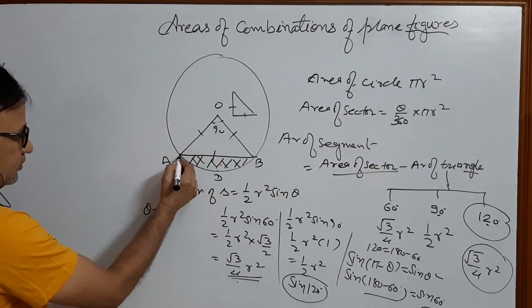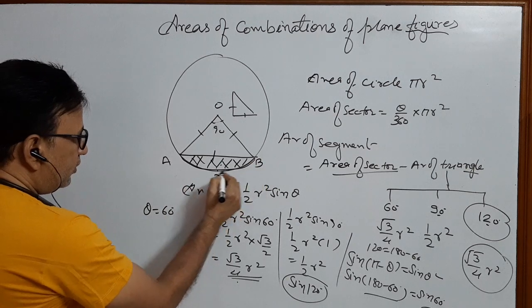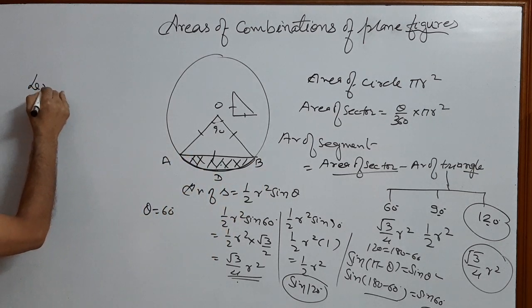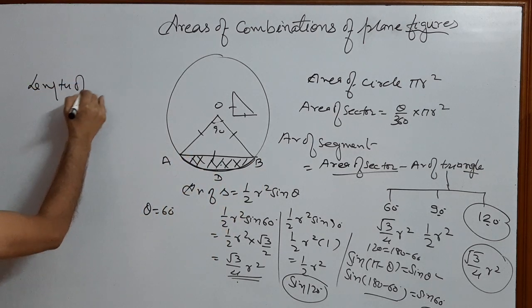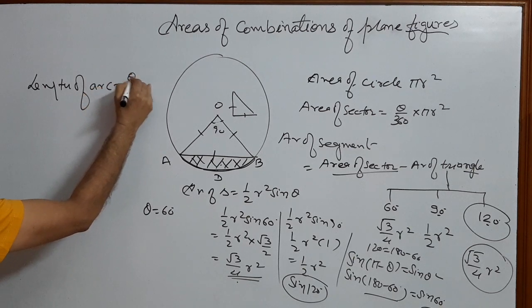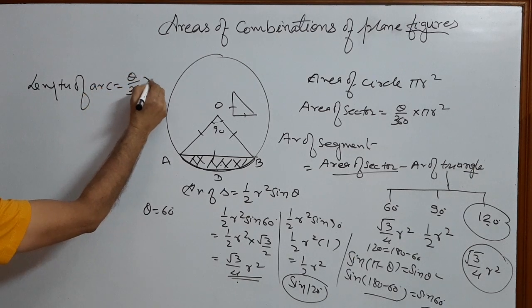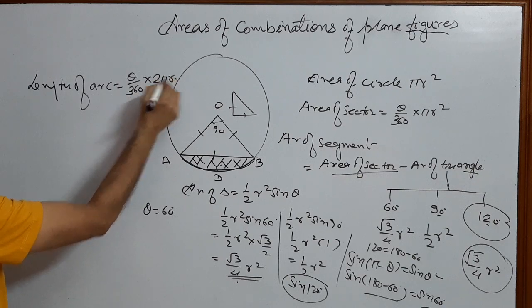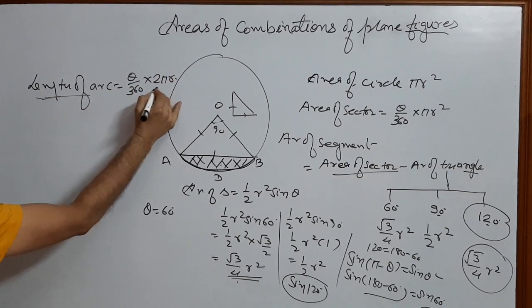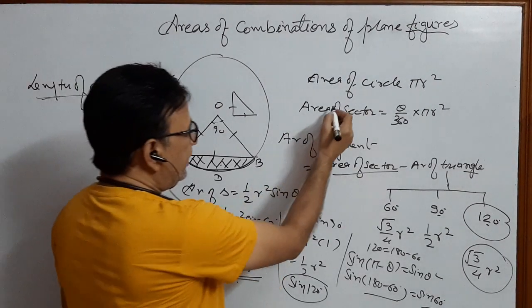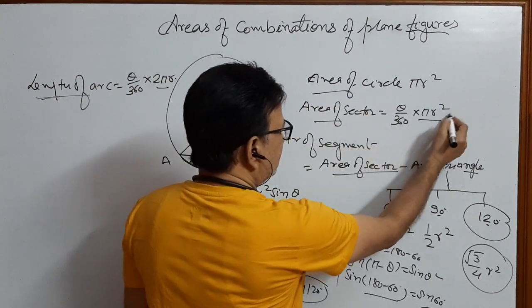The length of arc, this is known as the arc. Right? Very simple. Length of arc is theta upon 360 into 2 pi r. When you talk about the length of arc, it means circumference. When you talk about area, it means pi r square.